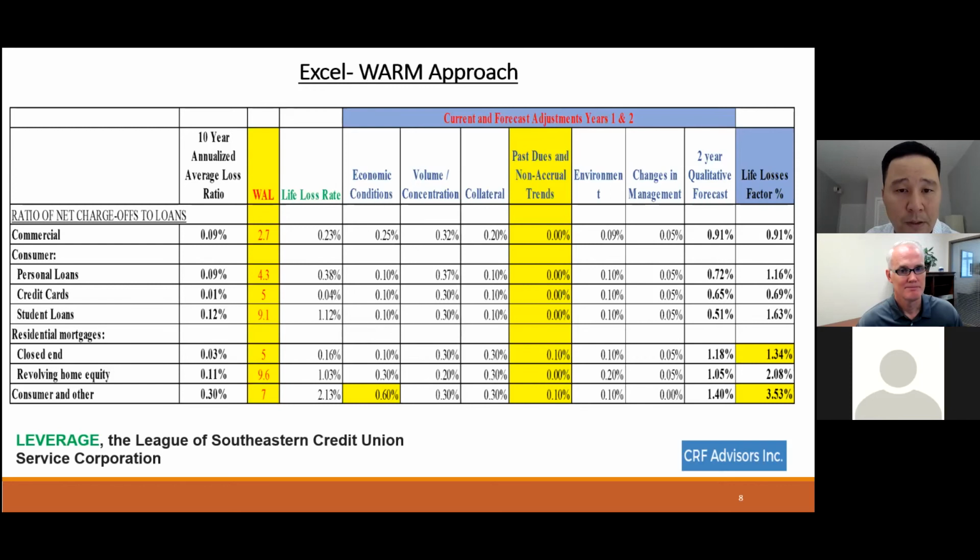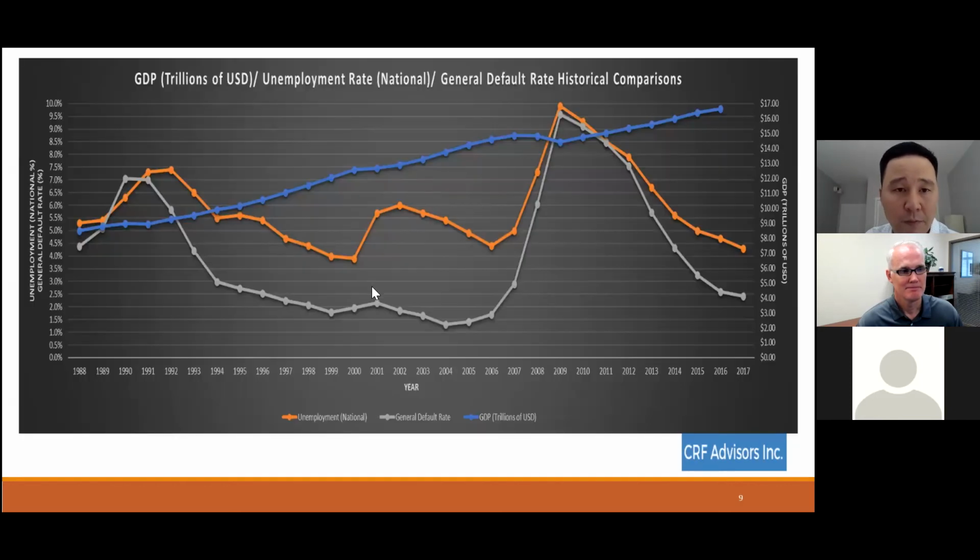These next couple of slides are more from a qualitative factor standpoint. We try to provide a lot of third-party data to our clients, and hopefully as you work on your qualitative factors, you'll also be able to start looking at some of the historical trends. Here, what's blue is GDP. GDP may not have a direct impact on your portfolios. Depending on your loans and your exposure, that may have an impact on your overall risk. But really, unemployment rate and the general default rate is what you want to keep track of.